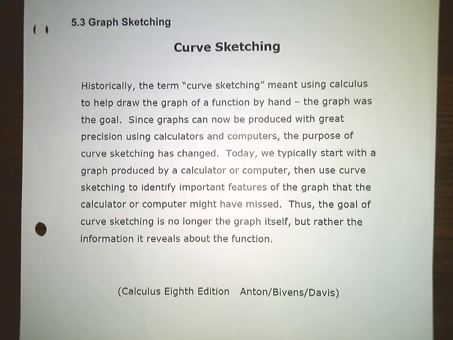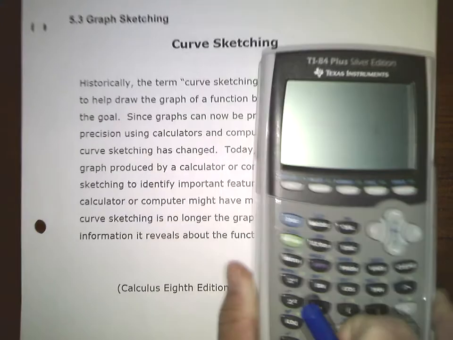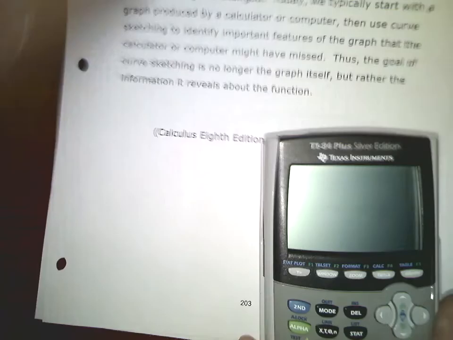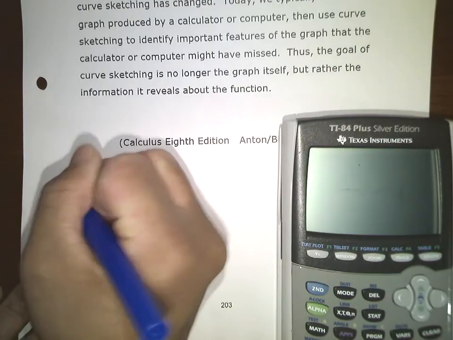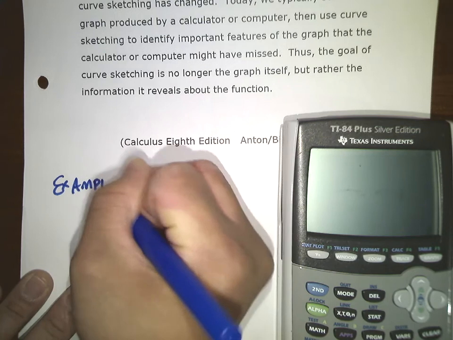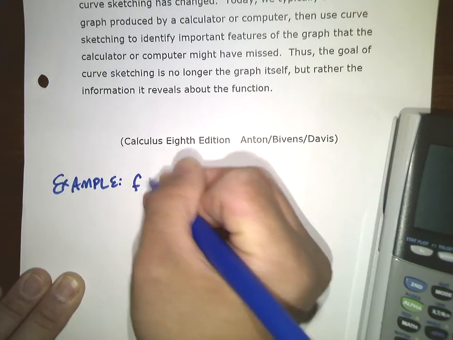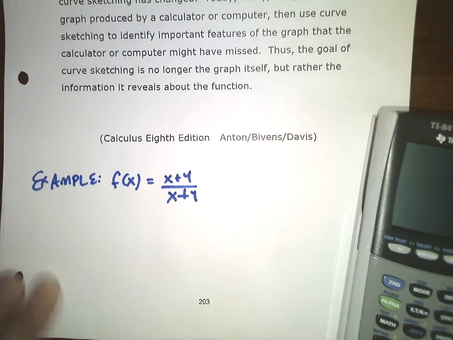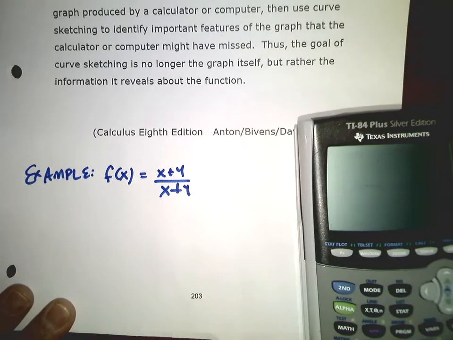But with that being said, if you actually look on a calculator, and let me find my calculator so that I can show you here. Let's say that you wanted the calculator to graph this example here. All right. So f of x equals x plus 4 over x plus 4. What do you think the calculator is going to give you?